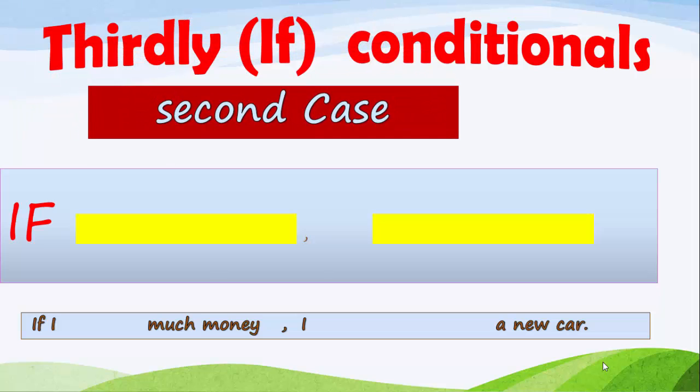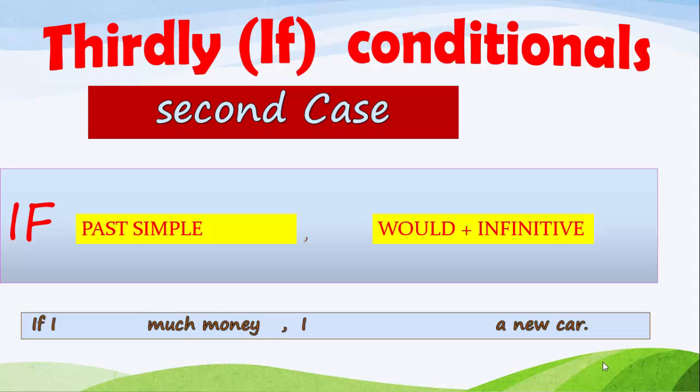In the second case of if conditional, the verb must be in which tense? In past simple. The verb must be in past simple. And I have to use would, not will, because will was for the first case. For the second case, we use would plus the infinitive, for sure without to.